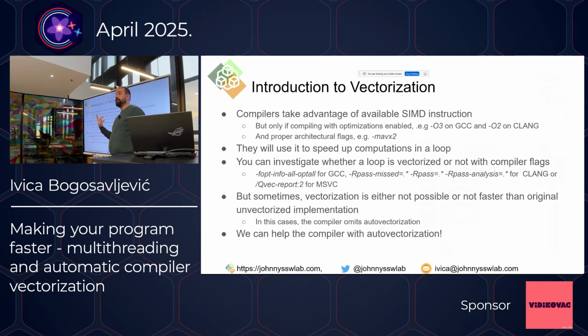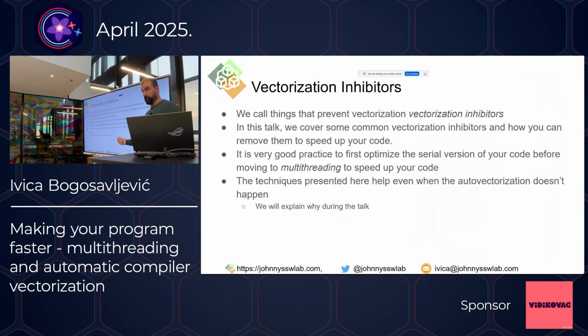Sometimes vectorization either is not possible for one reason or another, or it's not efficient, like it's not faster than using the scalar version. In that case, the compiler will omit vectorization. And we can help the compiler. In this talk, I'm going to talk about how we help the compiler.